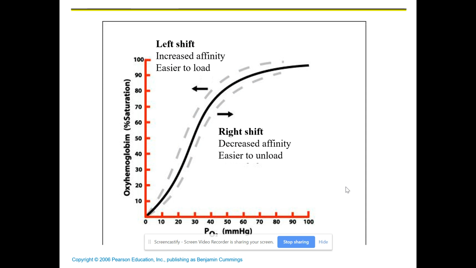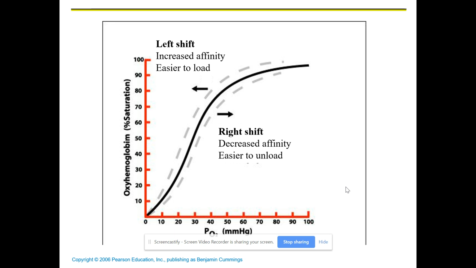We can't really change the shape of this graph. This solid line does not change. It has a sort of S-shaped or sigmoid shape. We can, however, shift the curve. We can shift the curve to the left or shift the curve to the right. When shifting, what happens is the affinity changes.